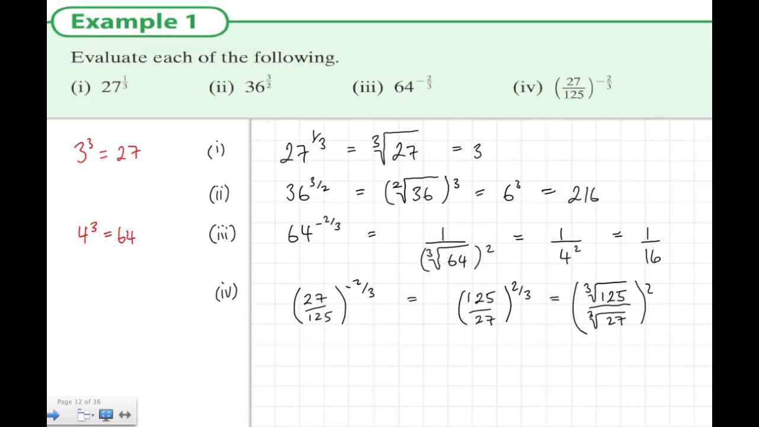So what's the cube root of 125? Well, you might know that 5 to the power of 3 is 125. And we already have that 3 cubed is 27. So the cube root of 125 is 5 and the cube root of 27 is 3. And this is all to be squared. So we square 5, we get 25, and square 3, we get 9. That's the answer.